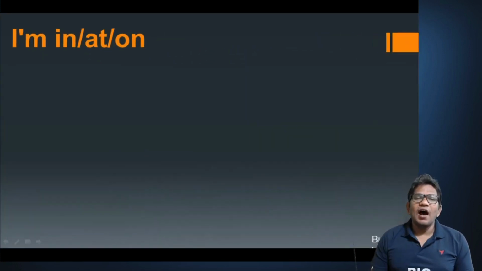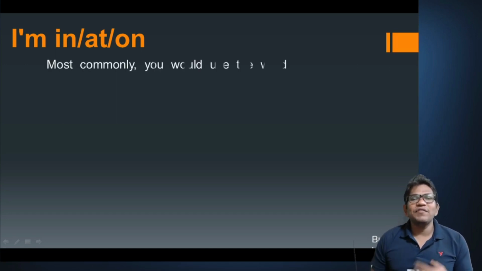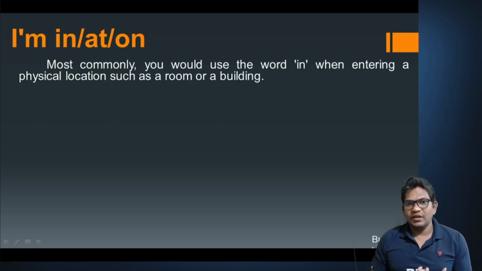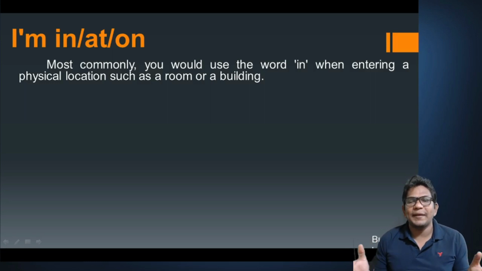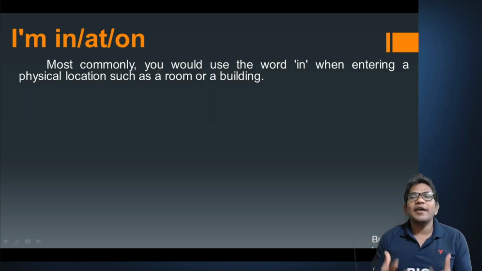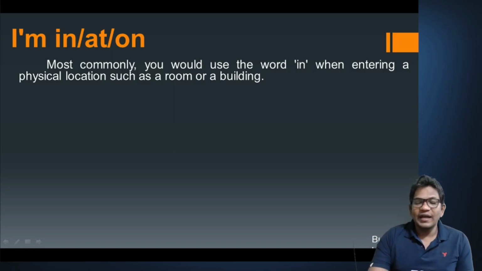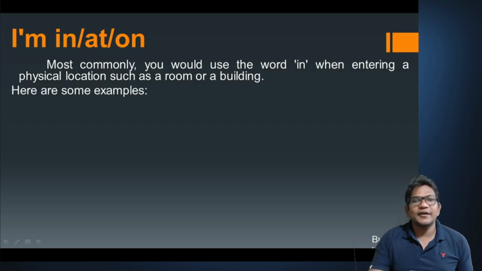Next we have I am in, I am at, I am on. Let's see how we are going to use them. I am in. Today we'll just learn this first. Whenever we use I am in, you are describing a physical location, such as a room or building. It may be a building or it may be a room. For example, you can say, I am in a room.